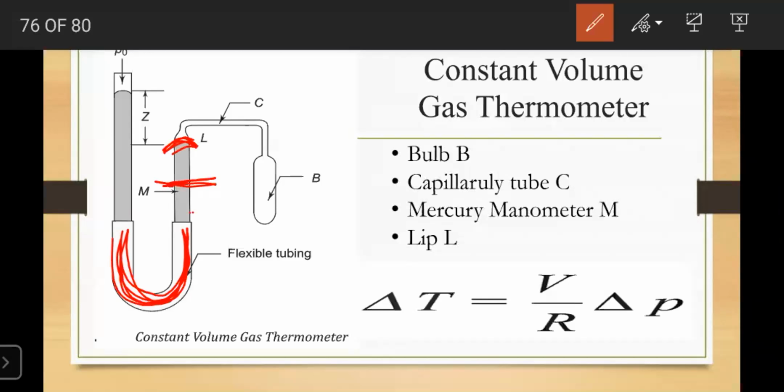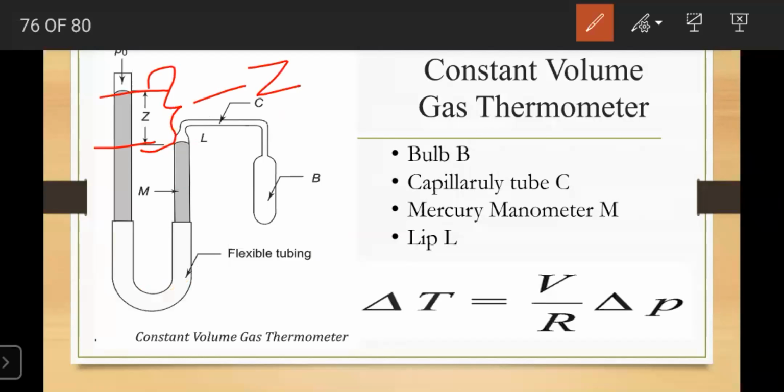So this is a limb L. It should reach the mercury. After putting this gas bulb, the mercury is forced to go down here, but we are adjusting this flexible U-tube manometer so that the mercury will reach here. After adjusting, we still have a change in level for the mercury. So you take that level as Z to measure the pressure of that gas bulb.